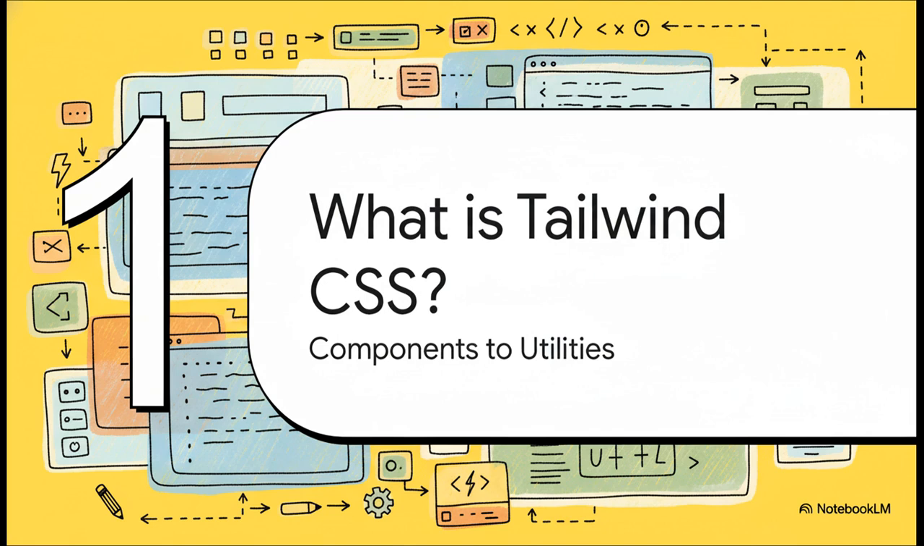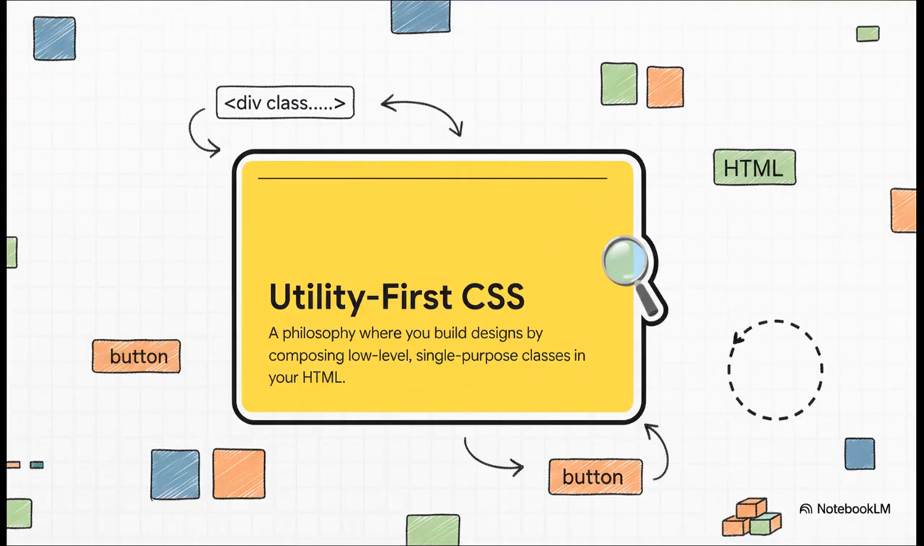Okay, first up, what is Tailwind CSS really? To get it, you kind of have to shift your thinking, and this is the first major checkpoint on our roadmap, moving away from the component-based approach that a lot of us grew up with. So this idea of utility-first CSS, what does that even mean? Well, it's a philosophy where you build everything by piecing together small, single-purpose classes right in your HTML.